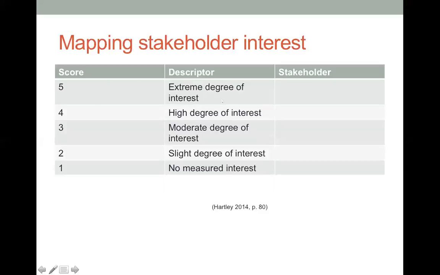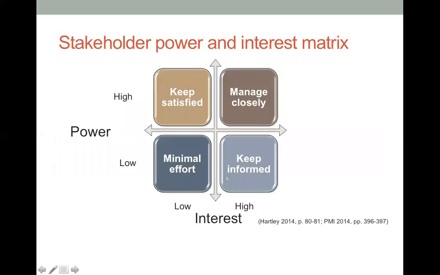5 being extreme degree of interest. So these stakeholders are really interested, right? Interest in here means support, and can also be against us. They can also oppose the ideas that we have outlined in our risk management plan. Okay? And down to 1 to be no measured interest.